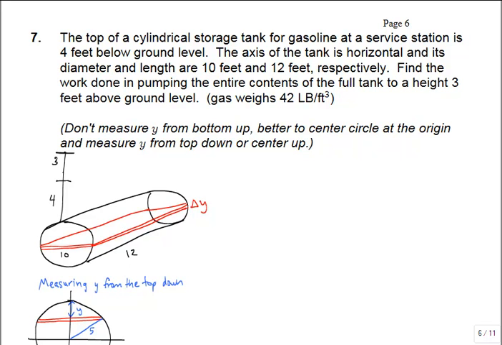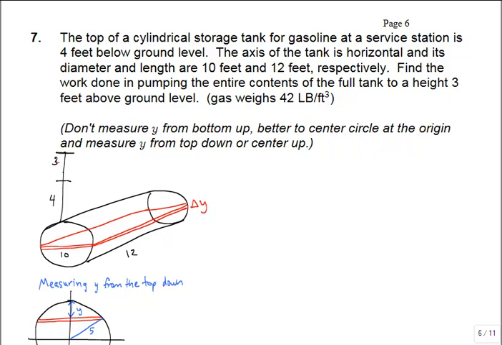Okay, in this next example, we have the top of a cylindrical storage tank for gasoline at a service station is 4 feet below ground level, so it's buried underground. The axis of the tank is horizontal, and its diameter and length are 10 feet and 12 feet respectively. So you've got 10 feet across here and 12 feet long. It's lying on its side, buried 4 feet below ground. Find the work done in pumping the entire contents of the full tank to a height 3 feet above ground level. So not only do we have to pump the gasoline up to ground level through 4 feet, but an additional 3 feet to get it up through that gas tank.